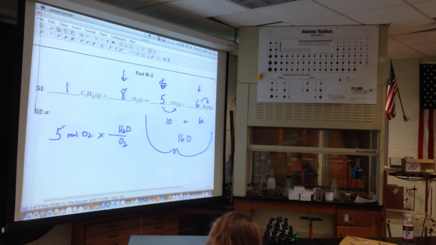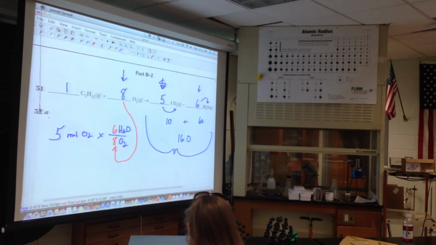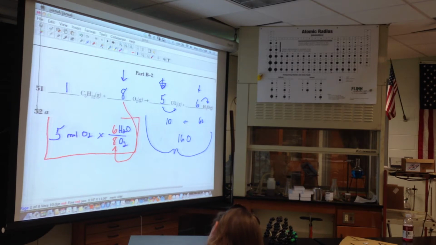It's an 8 to 6 ratio. Okay, so look at the balanced coefficients. There are 8 oxygens to how many waters? 6. That's my answer. That's all I have to do. Now you could do this an easier way maybe.